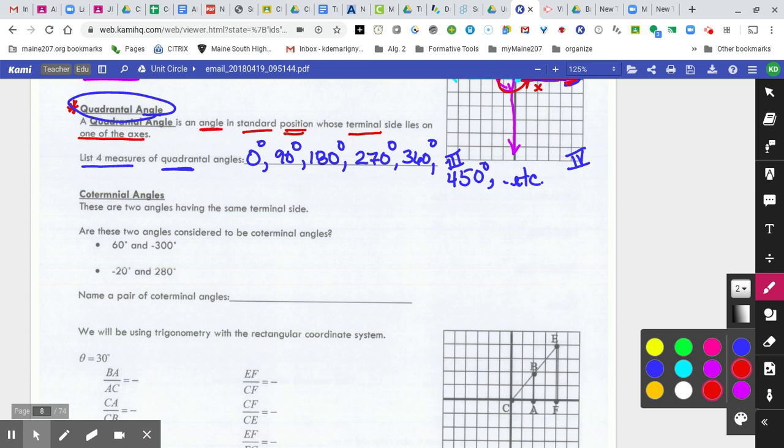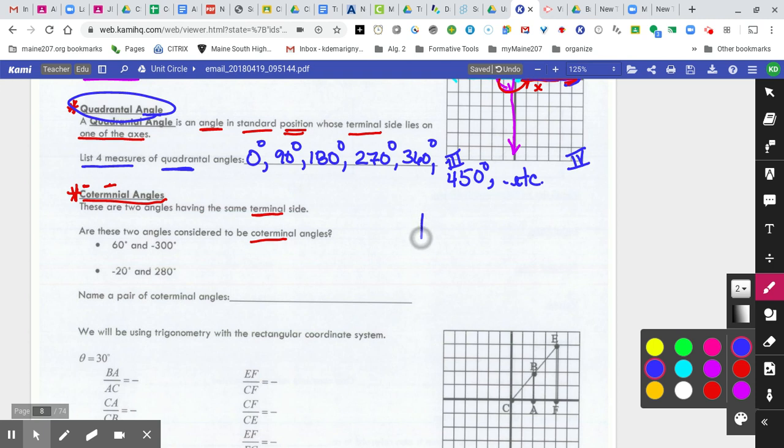Next thing we want to look at are what are called coterminal angles. Coterminal means co means with and terminal means end, so it means they are ending at the same place. These are two angles having the same terminal side. I have a couple of them that I want to ask if you know. Are these two angles considered to be coterminal? Do they end at the same spot?